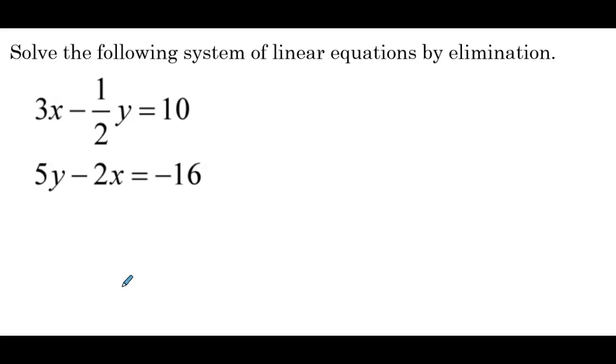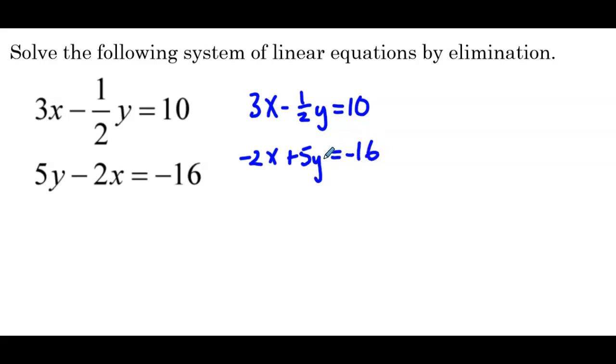Next up, 3x minus 1/2 y equals 10, and 5y minus 2x equals -16. So first thing to do is rewrite that second equation so our like terms are lined up. So 3x minus 1/2 y equals 10, and -2x plus 5y equals -16. Now we have to choose what variable we want to eliminate. Well, in this case, there's not an easier choice. Whether we're eliminating the x terms or the y terms, we're going to have to multiply both equations by a constant. So let's eliminate the x terms.